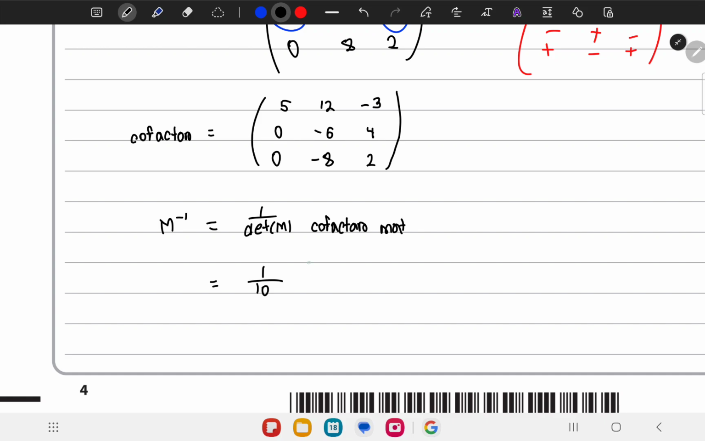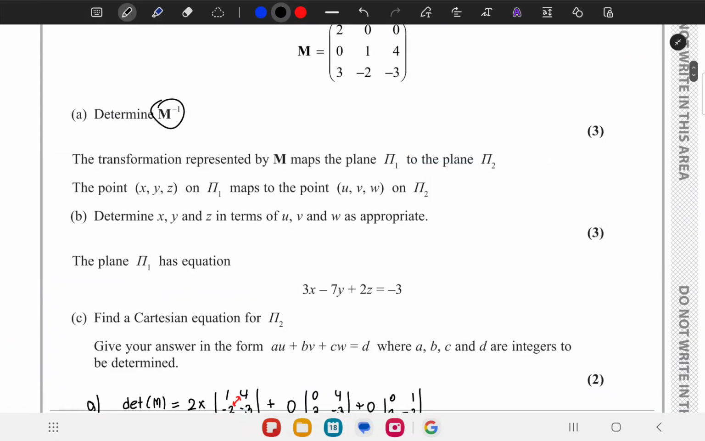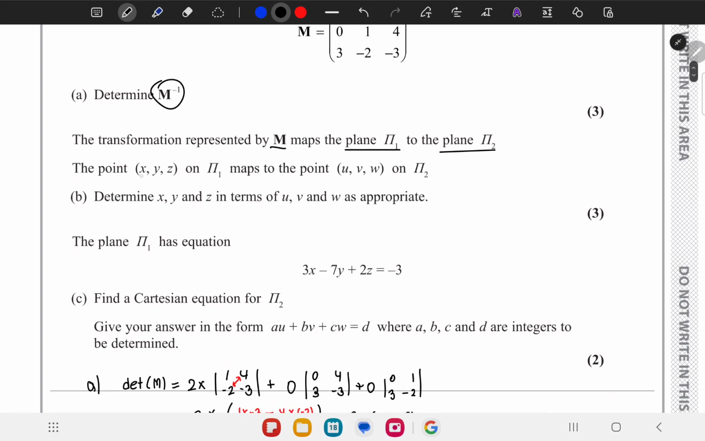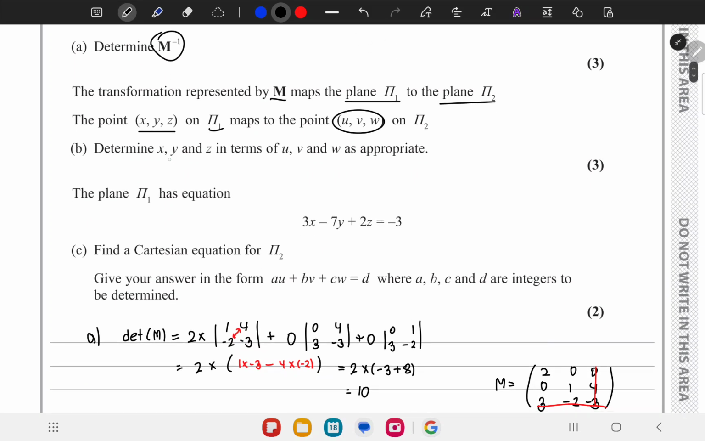This turns out to be 1 by 10 times this matrix over here, 5 zeros, 12 minus 6. This is the answer to part A. Now in part B, we are told that the transformation by AM maps the plane pi 1 to plane pi 2, and the point xyz in pi 1 maps to uvw on the plane pi 2. We have to find x, y, and z in terms of u, v and w.